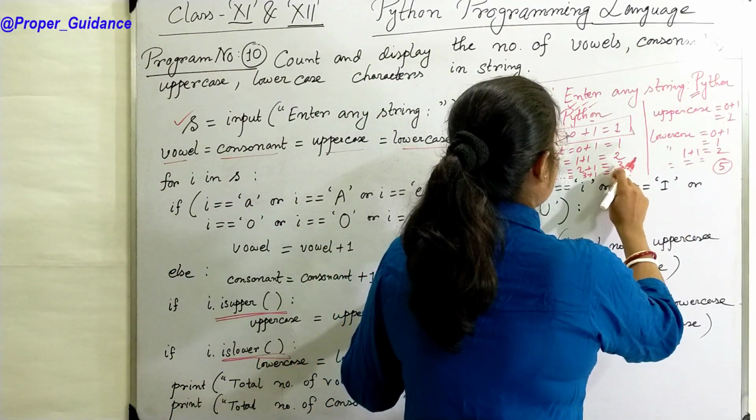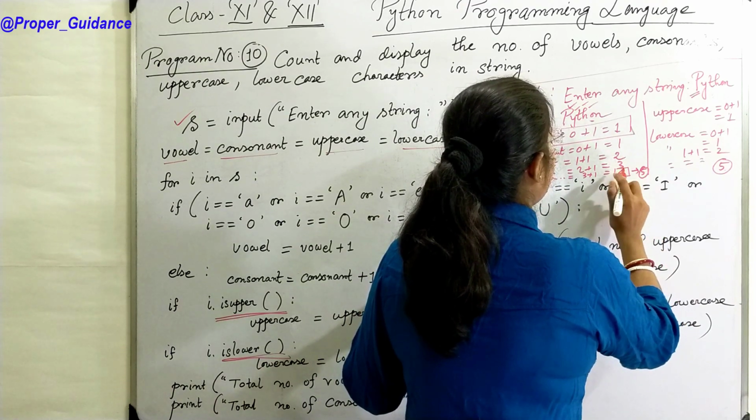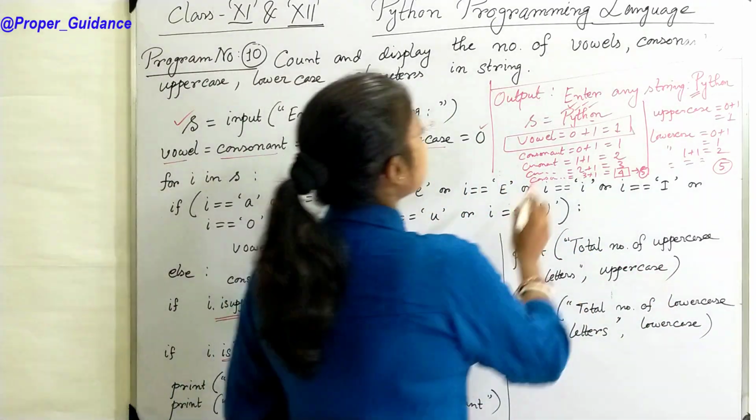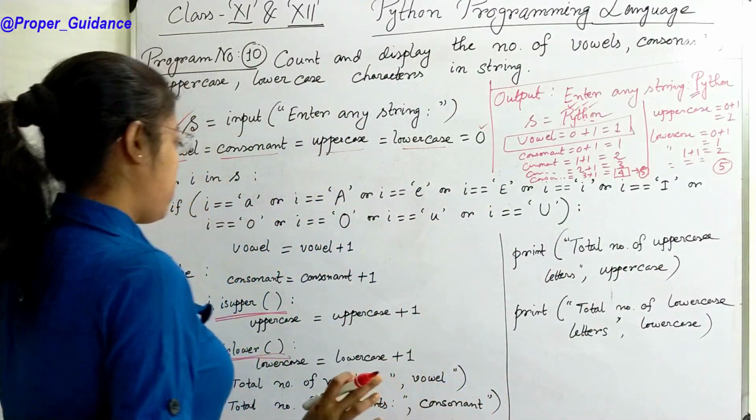Oh, here is another value also, 4, and next value that 5 will be taken. Okay. Consonant, so 4 and 5 consonant value. This is the complete program.